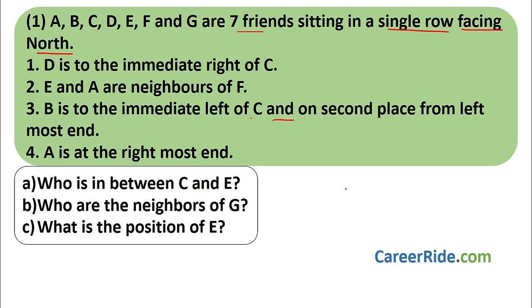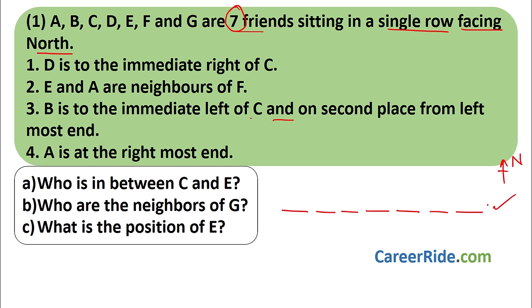Now, what have they given? There are 7 friends sitting in a single row facing north. This is our north. Okay, count the number of people. How many people are there? 7 friends, okay, they are sitting. Then draw the frame of the seating arrangement. They are sitting in a single row facing north, okay. So let us draw 7 places over here, 4, 5, 6, and 7, okay. Now this is the seating arrangement, sitting in a single row facing north. So the seating arrangement frame has been made, counting has been done.